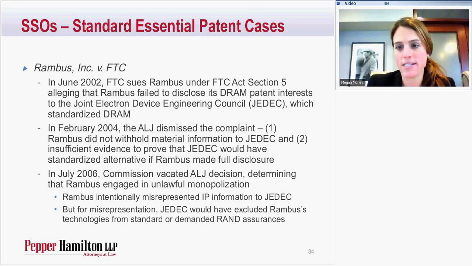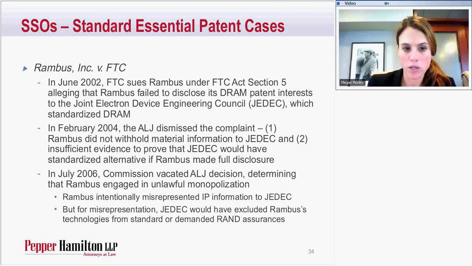The FTC brought this case against Rambus, who makes what was DRAM, a type of memory. I'm not technologically savvy, but what the allegation was from the FTC was that Rambus failed to disclose its DRAM patent interest to the Joint Electron Device Engineering Council, JEDEC, which standardized DRAM.